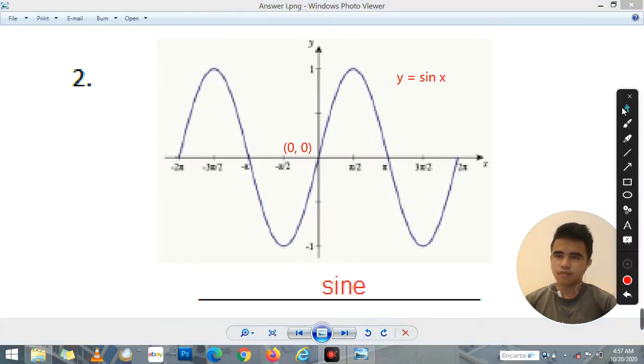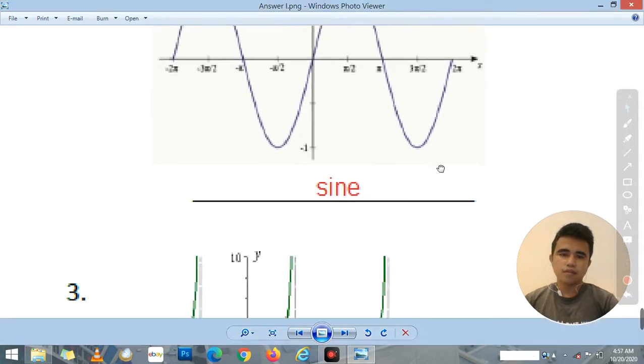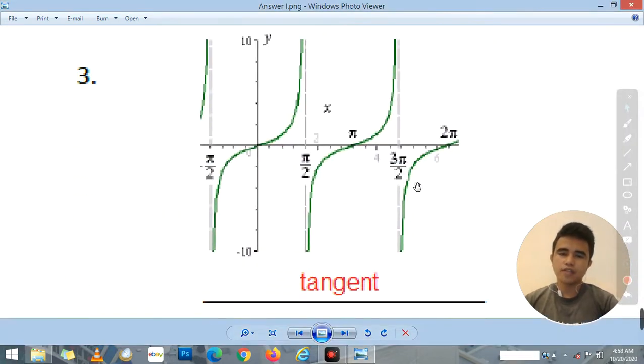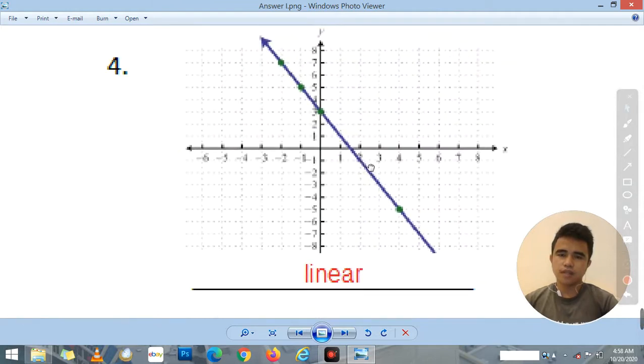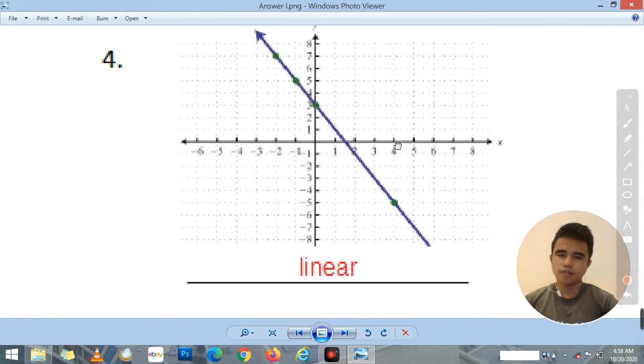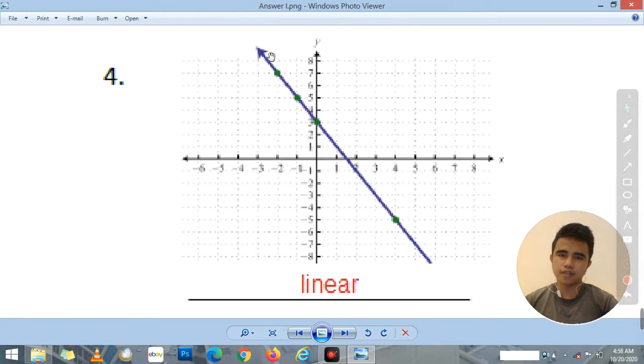Number 3. Obviously, this is a tangent function. So we have this repetitive figure from left to right. Obviously, this is a tangent function. Then number 4, it is also obvious that this is a linear function, so we have this straight line.